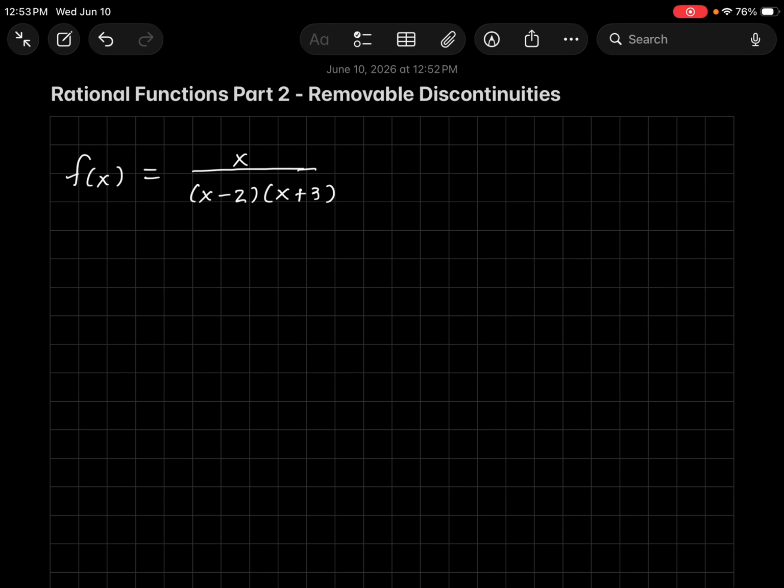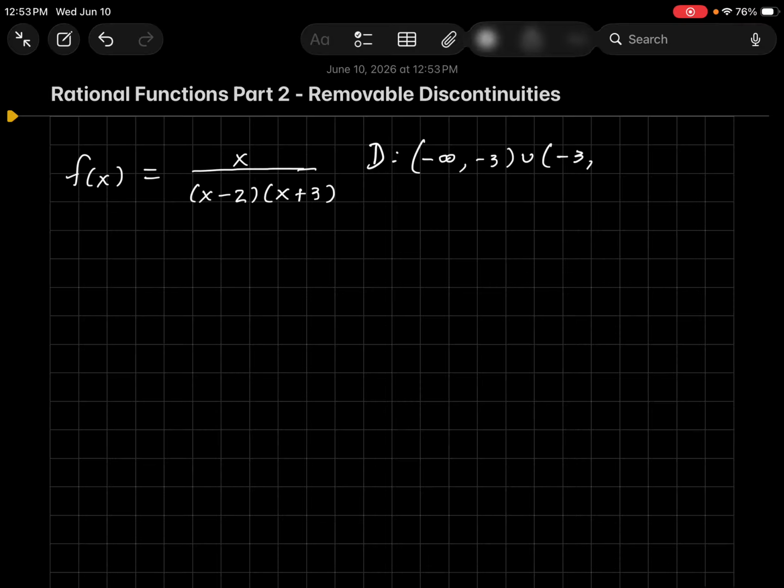Well, let's take a look at the function f of x equals x over (x minus 2) times (x plus 3). Recall that our domain, which I'm calling this big D, is everything except for negative 3 and 2, because we cannot divide by 0. So we can make a number line, but we've got to break our number line up at negative 3 and 2. And that's our domain.